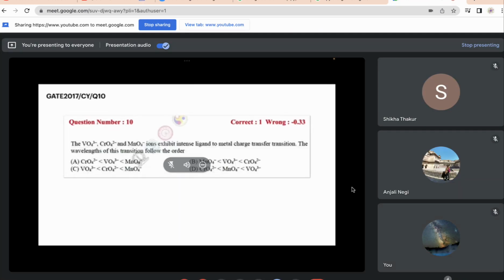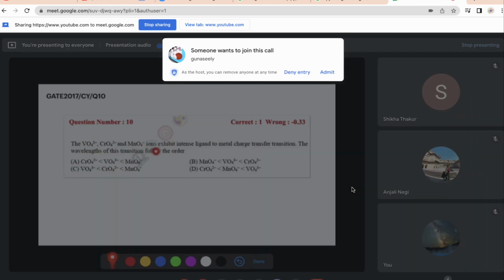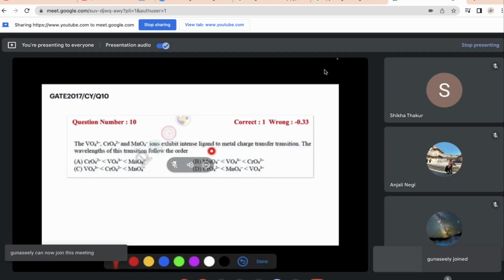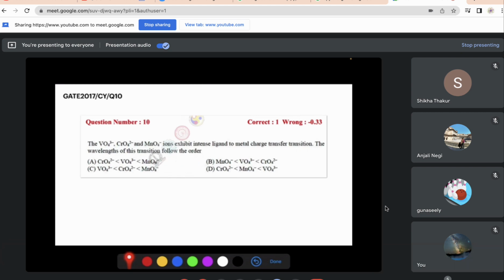Hello everyone. In this video, I will be solving GATE 2017 chemistry question number 10. This question states that the complex vanadium oxide, chromium oxide, and manganese oxide ion exhibit intense ligand to metal charge transfer transition. The wavelength of this transition follows the order. So we are given that these exhibit ligand to metal charge transfer, and we have to find out the order of the wavelength of the transition.